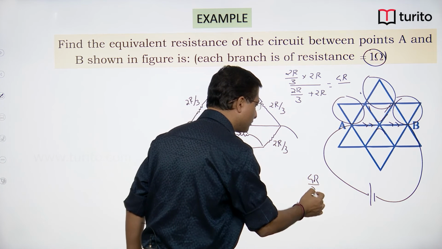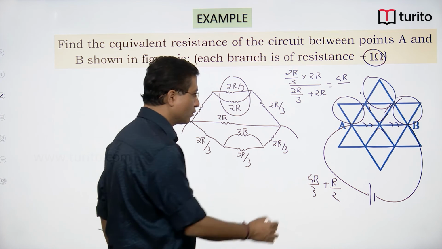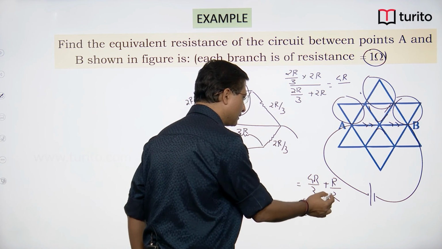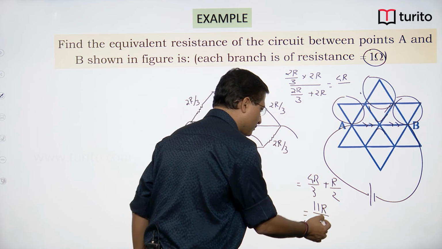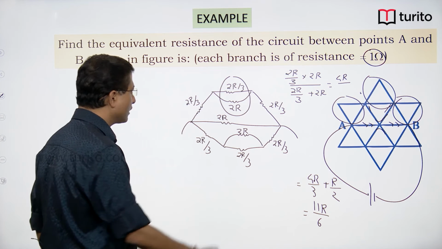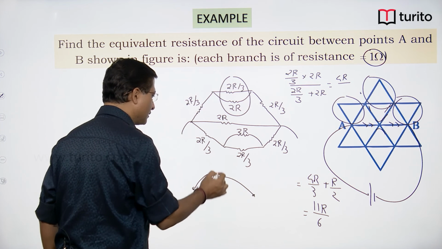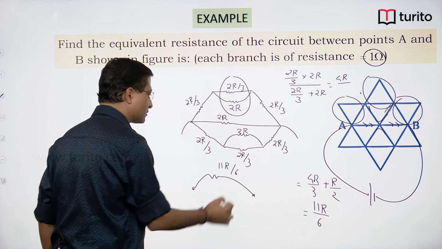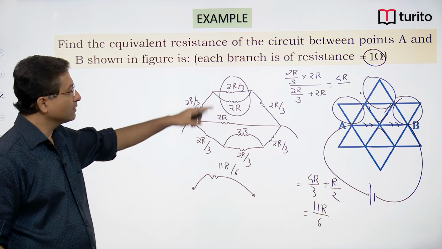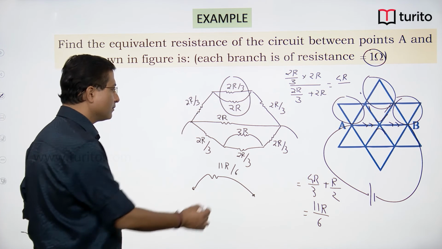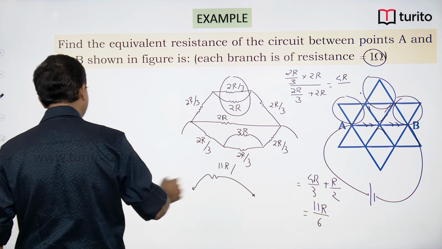4R by 3 plus R by 2. So here we are getting 8, 11R by 6. Okay. So this whole upper branch is 11R by 6. This branch is also 11R by 6. So when these two are connected in parallel, this will become 11R by 12. This is 11R by 12.